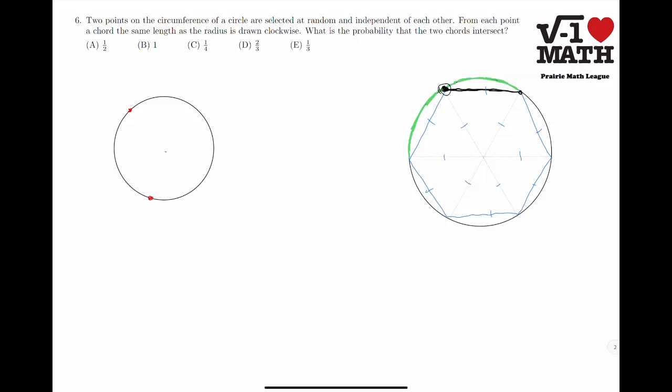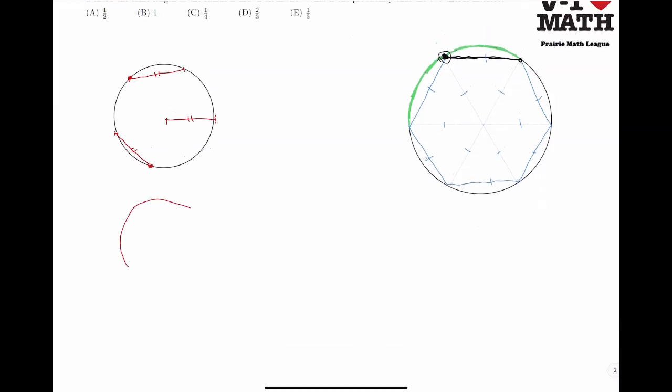So suppose this is the radius. Then we take this length and do this to it, so they're equal. And here we see that no, they do not intersect. But as another example, you could have something like this and this.